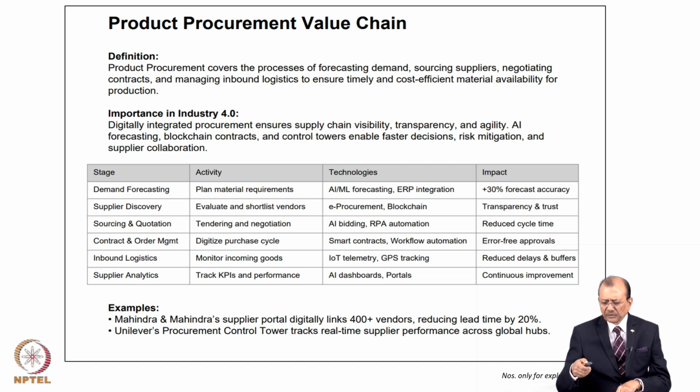Similarly, this example is for the procurement value chain. In a similar way, you can understand this. On this side, you will see what is involved in procurement: demand forecasting, supply discovery, sourcing and quotation, contract and order management, inbound logistics. These stages depend on these kinds of activities, and these activities are enabled with the help of these technologies, and this kind of business value we should be able to get. Some examples of companies using this kind of value chain for procurement are given over here. These are all indicative examples to explain the concept.